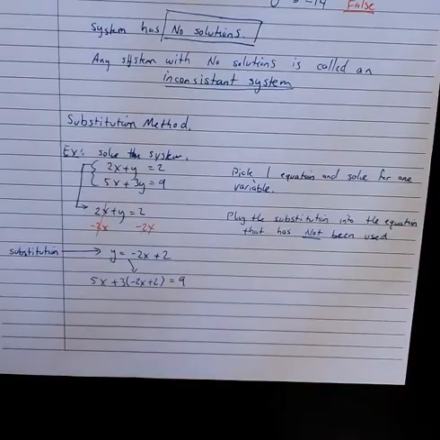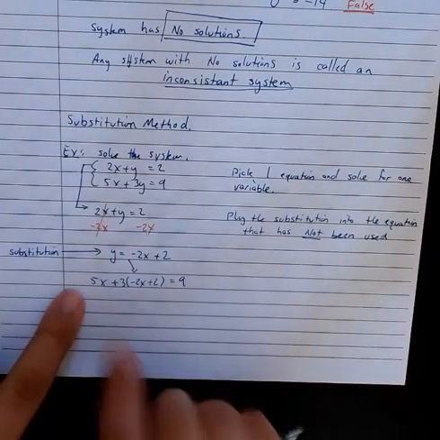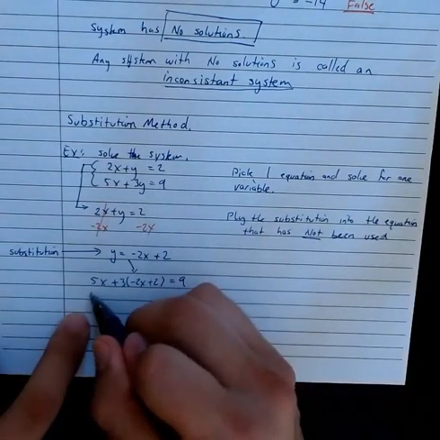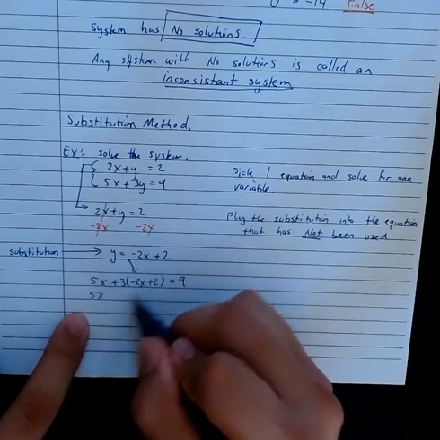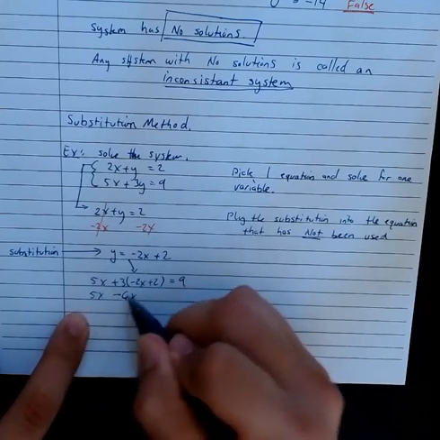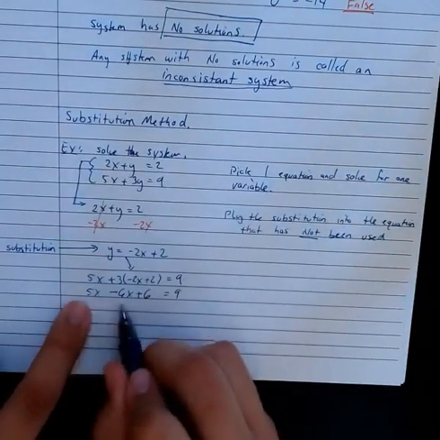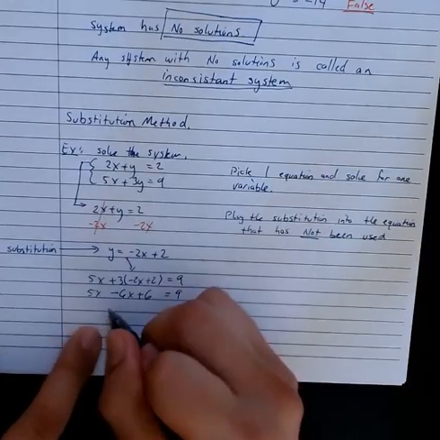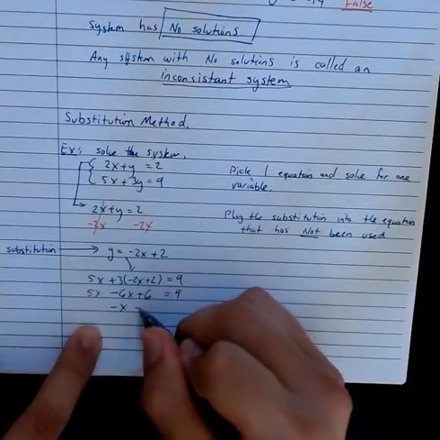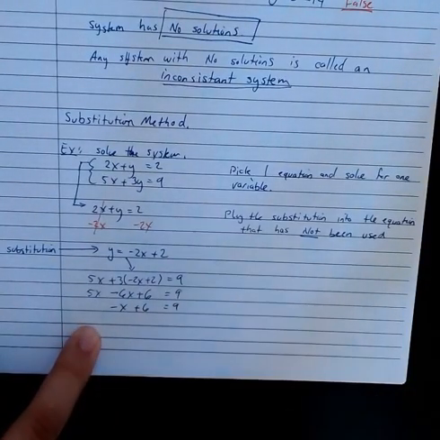Notice that you now have an equation of just one variable. Here we can distribute the 3. I can get 5x. 3 times negative 2 is negative 6x. 3 times 2 is 6. Hey, those are like terms. 5x minus 6x is negative x. Plus 6 is equal to 9.